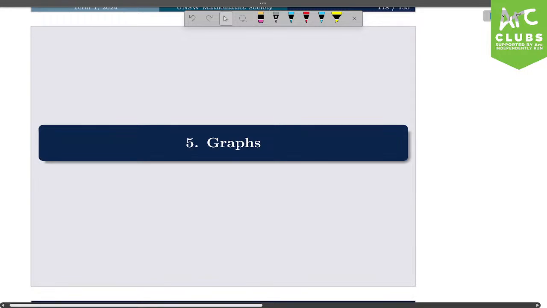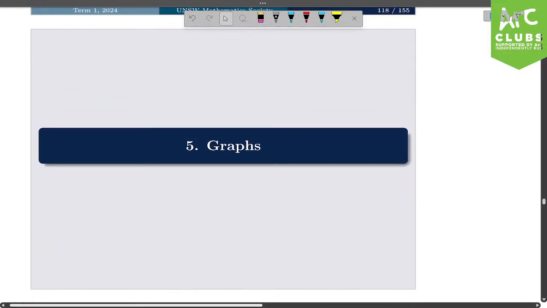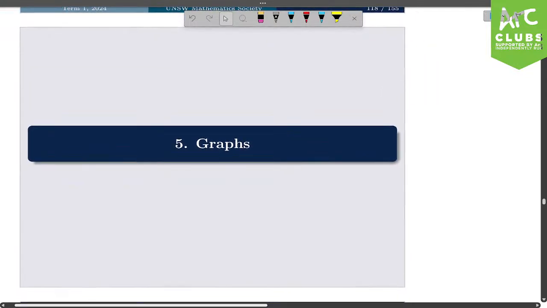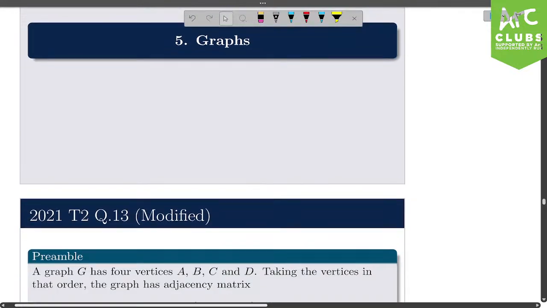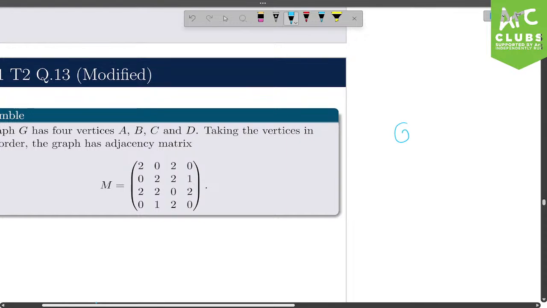Okay, let's look at some graph theory. Just a quick reminder, graphs in this sense aren't like your x-axis, y-axis graphs. They're the graphs with vertices, these little circles here, and the lines between them. Just a quick reminder in case anybody forgot.